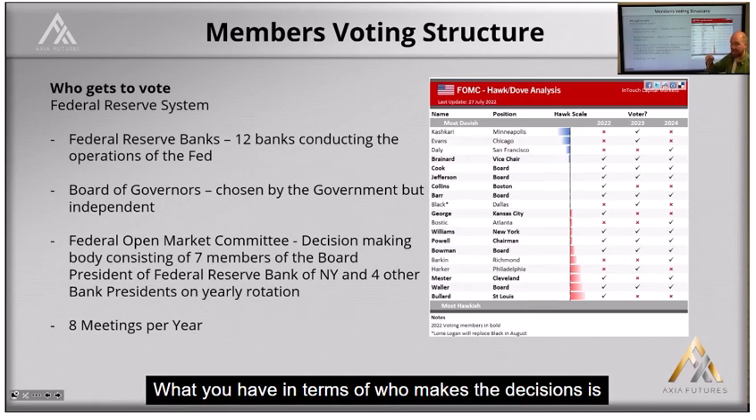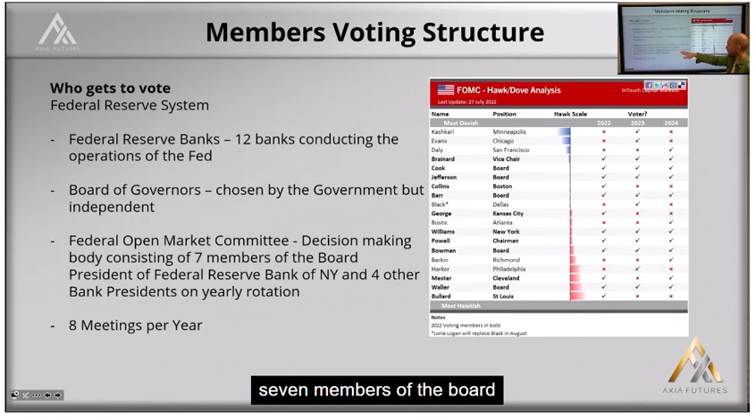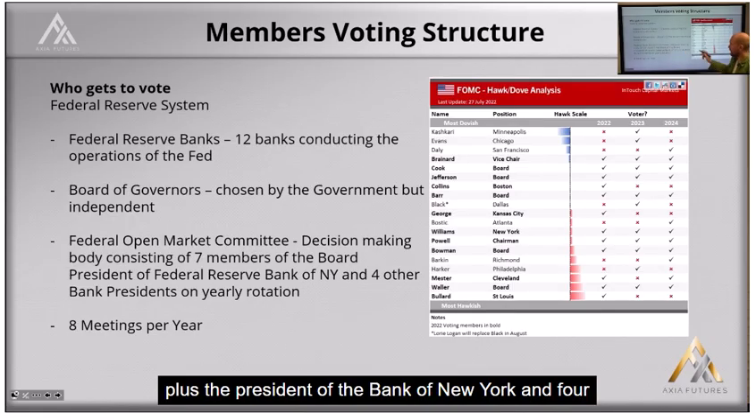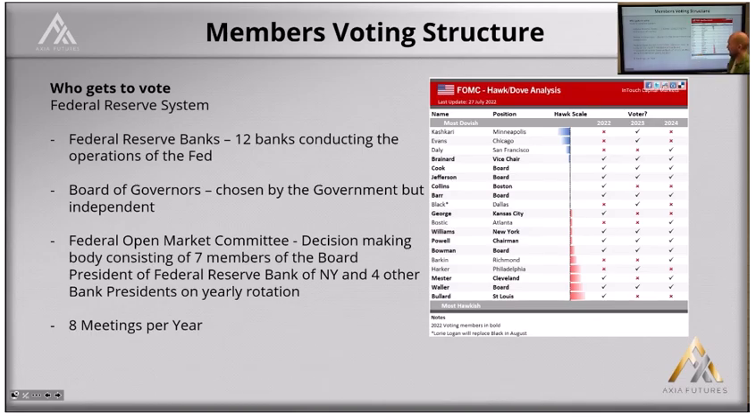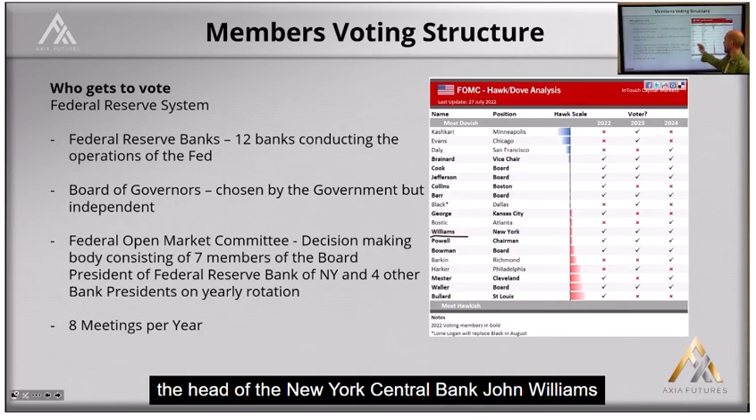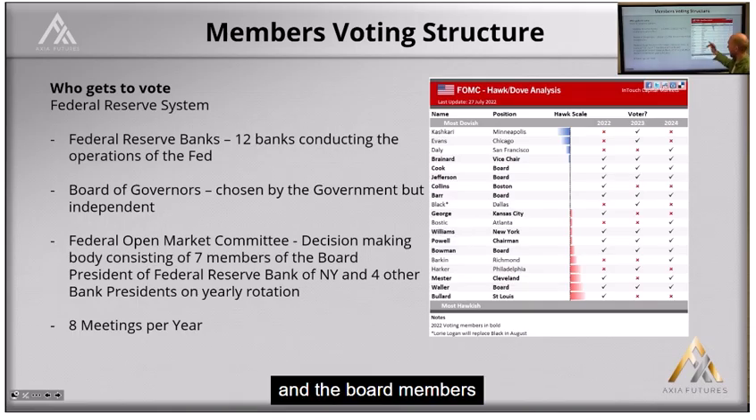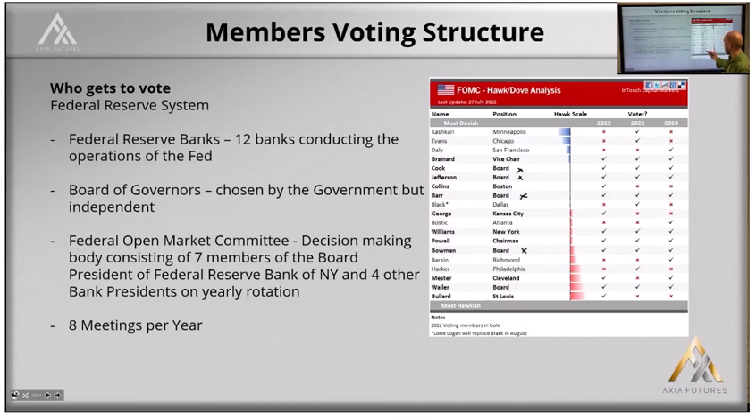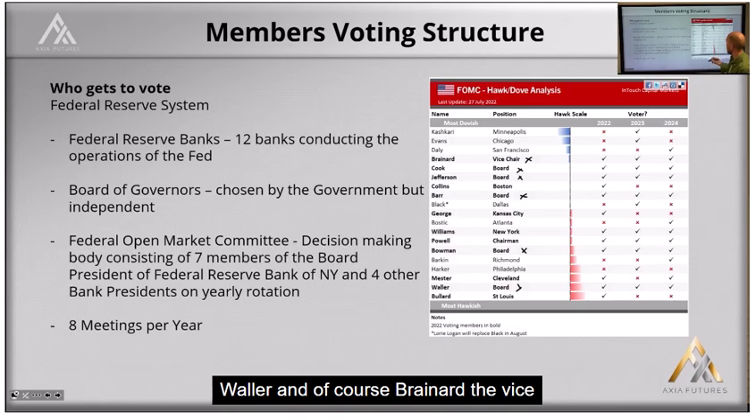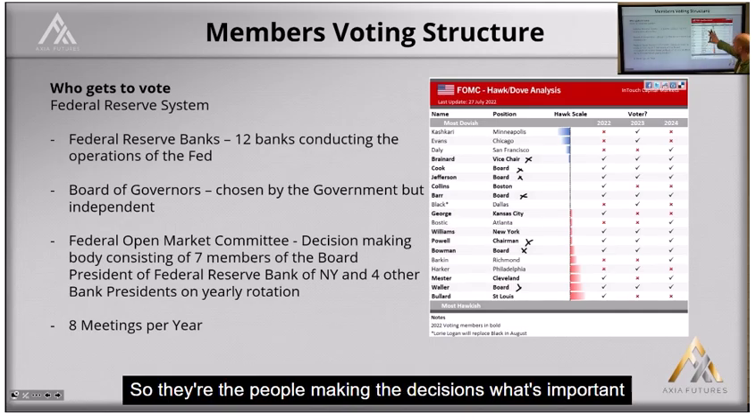What you have in terms of who makes the decisions is the Federal Open Market Committee. Now this is made up of 7 members of the board, plus the president of the Bank of New York and 4 of the other Reserve Bank presidents. So of the 12 reserve banks, there will be 5 of them making a decision. The head of the New York Central Bank, John Williams, in this case, plus 4 of the others, which are the ones in bold. And the board members, at this point, Jefferson, Cook, Barr, Bowman, Waller, and of course, Brainard, the vice chair, and the chairman, Powell. So they're the people making the decisions.